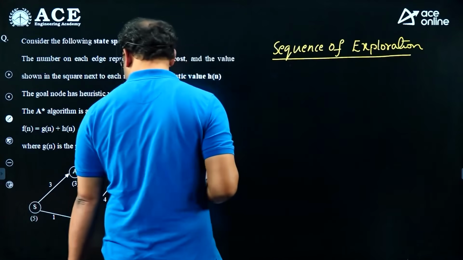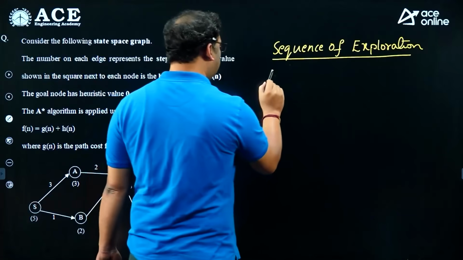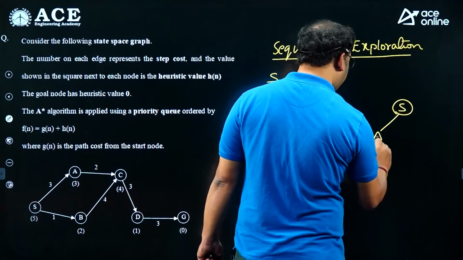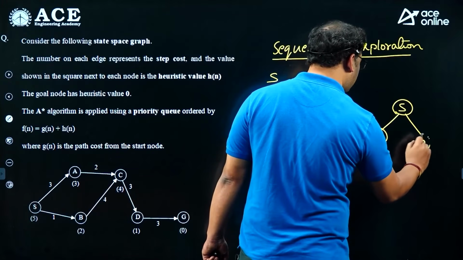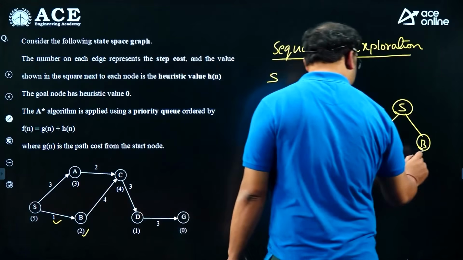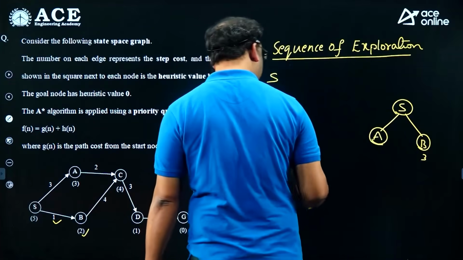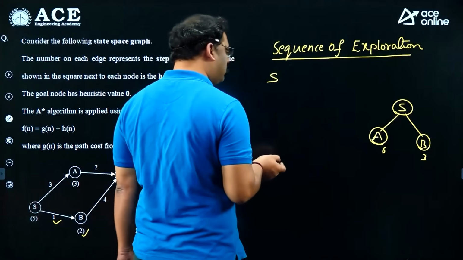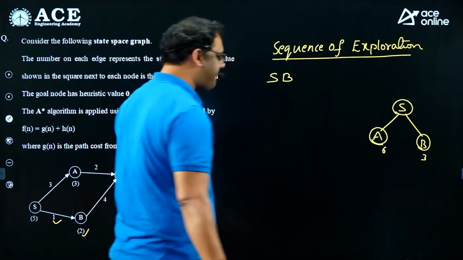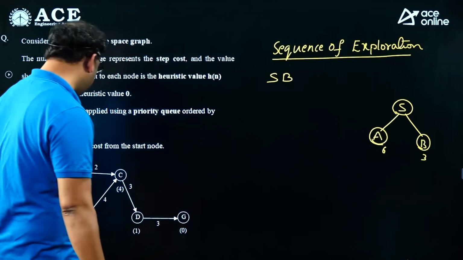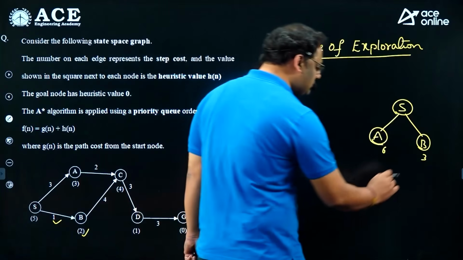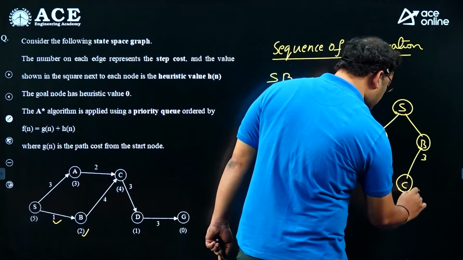When you are taking the sequence of exploration, the first node is S. After S, we have A and B. B's F score comes to 3 here, and A's F score is 6 here. The next exploring node is the one with minimum F score, B. So let us explore B next. After exploring, if you take C, it comes to 5 plus 4, 9. Yes, C's F score comes to 9.